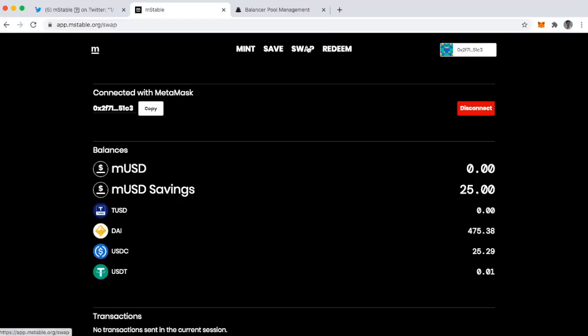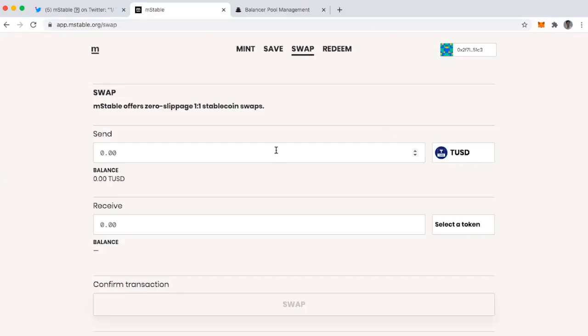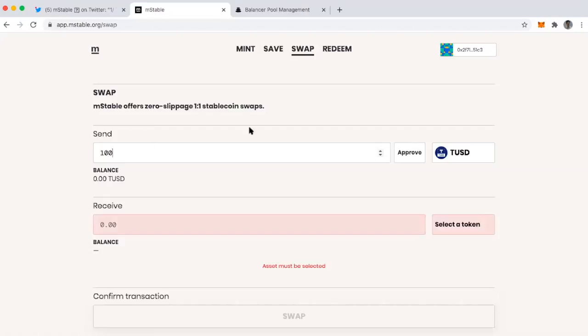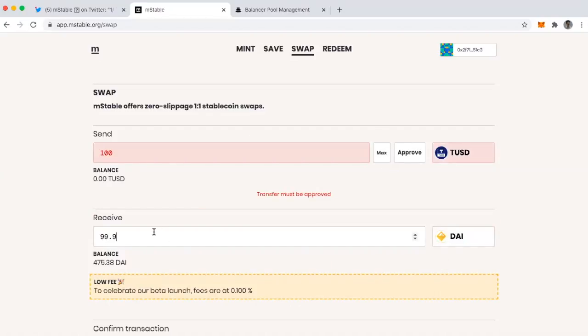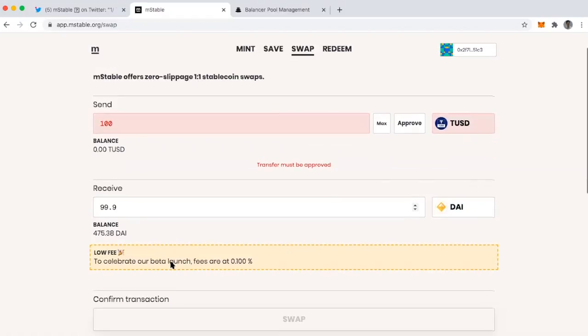So if we go to the swap function, this is really the utility that is driving mStable aside from that basket of stable coins. Anyone can come here, connect their MetaMask or whatever wallet you use, and you can trade at zero slippage, 1-to-1 between stable coins. So I can go from TrueUSD to DAI. The only thing I'm losing here is a 0.1% fee.